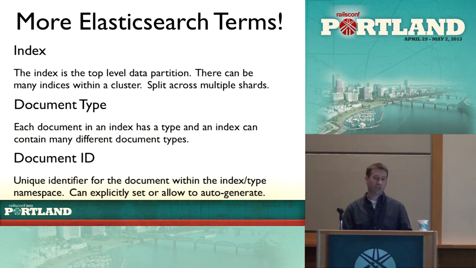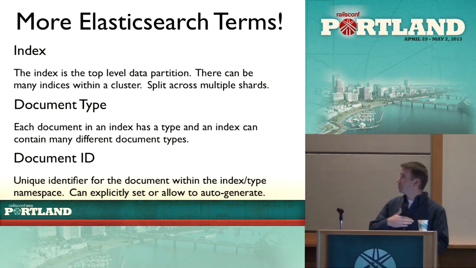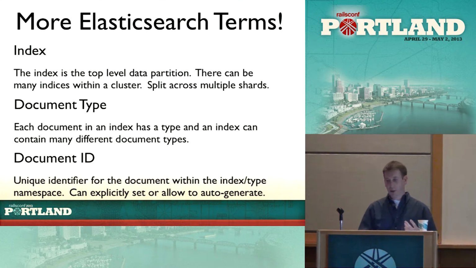So an index in Elasticsearch is a top-level data partition, and there can be many indices inside a cluster. And these are split across multiple shards. So when you define the index, you say how many primary shards you have, and it spans across those shards that may live on one or more nodes. And then you have a document type, which inside an index is kind of analogous to a database table. So the index, you can think of as a database. Document type is something along the lines of a database table.